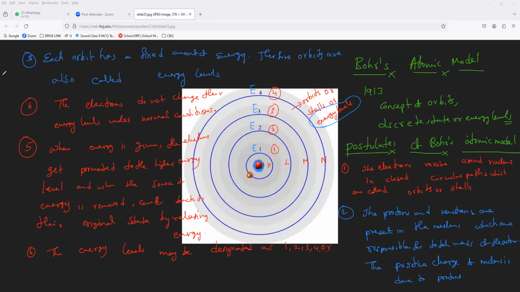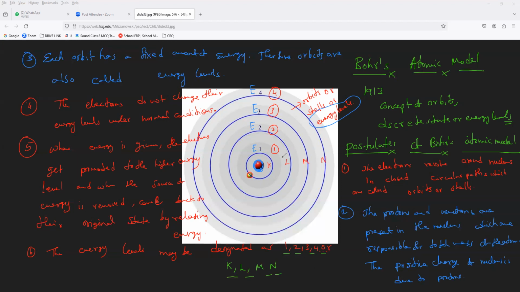Suppose in the future some other elements are discovered or formed, then maybe the next level will come. And the remaining are K, L, M, N. So either 1, 2, 3, 4 or K, L, M, N. That is what you have to remember.